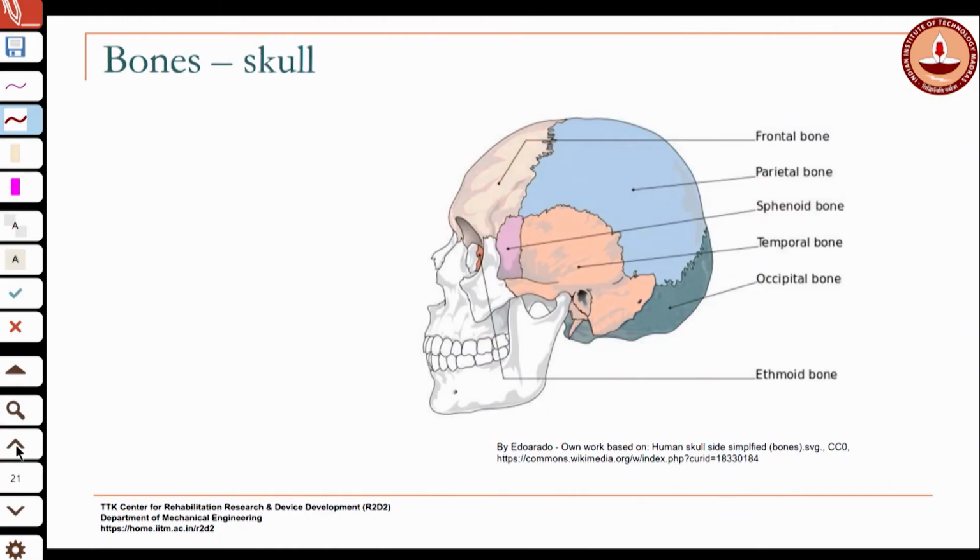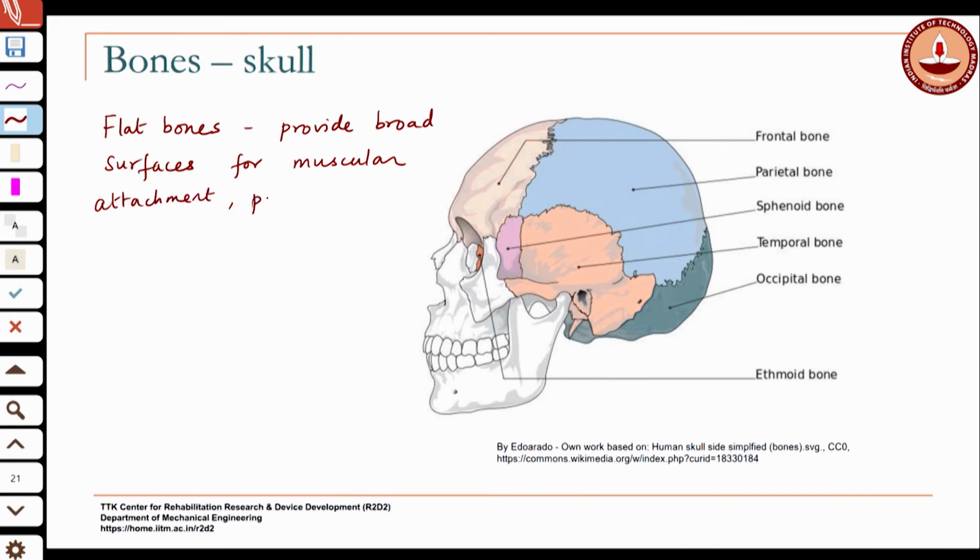So, this is an example of a long bone. Then you have flat bones. The bones in the skull are examples of flat bones. Flat bones provide large areas of attachment for the muscles. So, they provide broad surfaces for muscular attachment, and they are also protective bones.